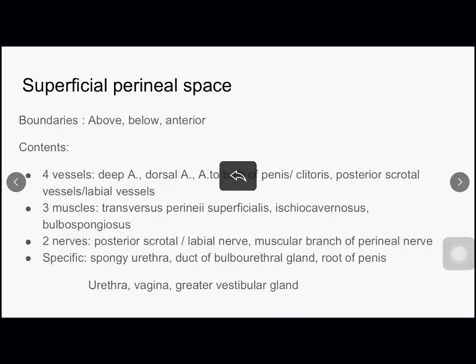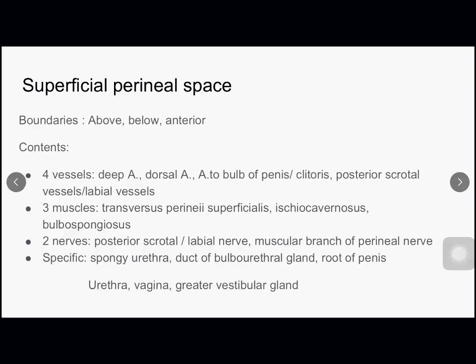So I talked about the 4 vessels, and the 3 muscles are over. Now coming to the 2 nerves, you have the posterior scrotal or labial nerve and the muscular branch of the perineal nerve. Actually these 2 are branches of the perineal nerve itself, which in turn is a branch of the pudendal nerve. I will talk about the pudendal nerve later. For now, just remember that these are 2 branches of the perineal nerve.